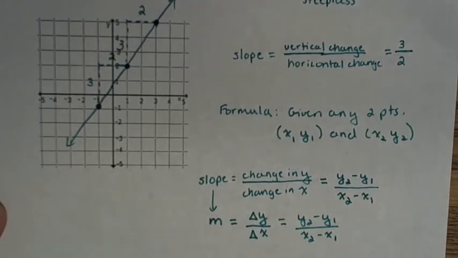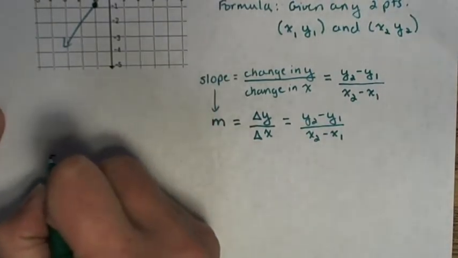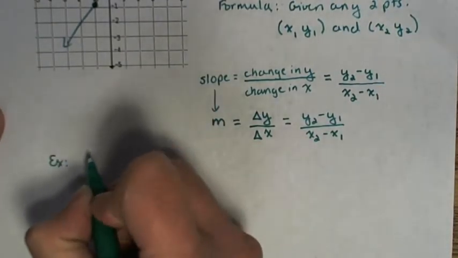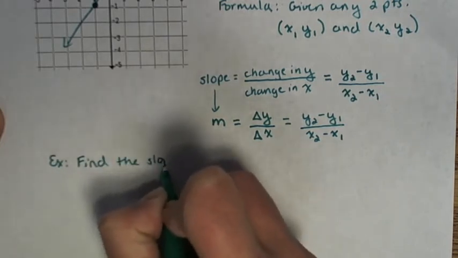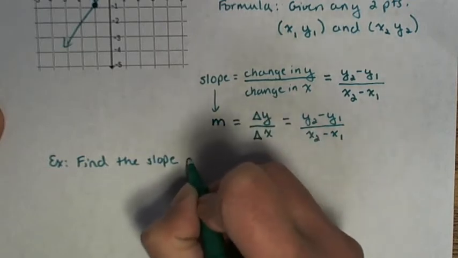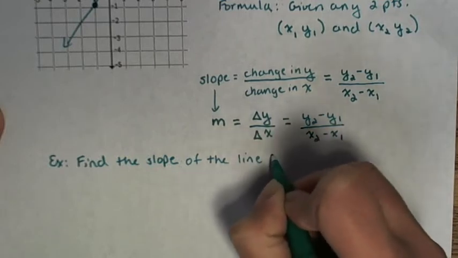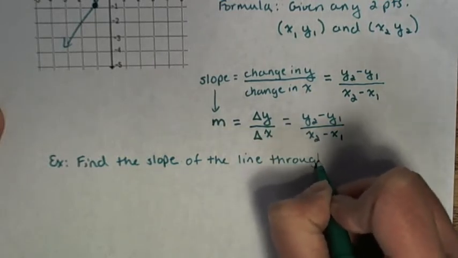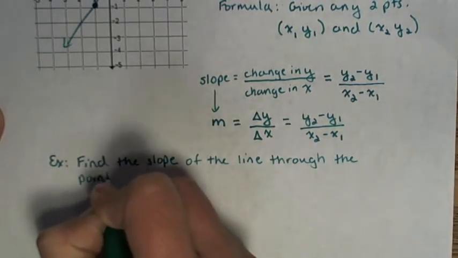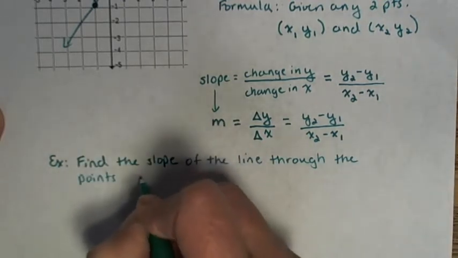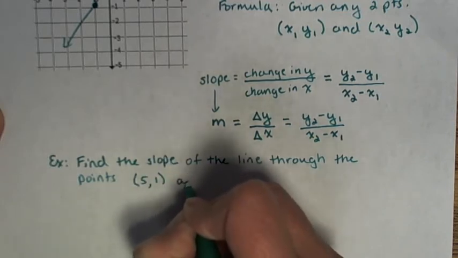So let's take a look at an example here. Let's say, for example, I want to find the slope of the line through the points (5, 1) and (3, 8).